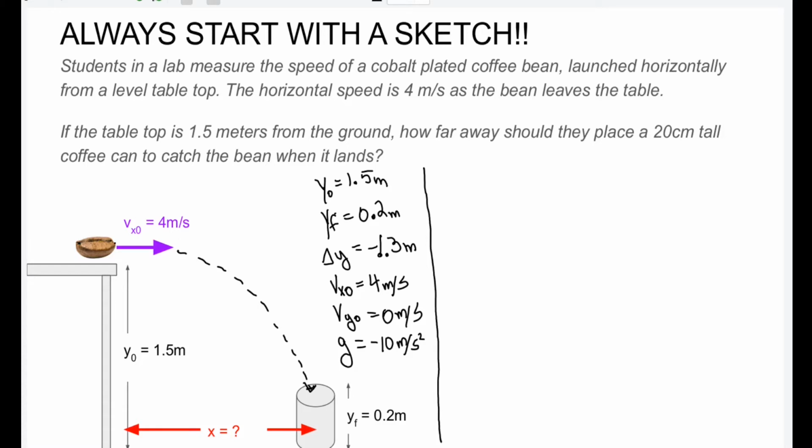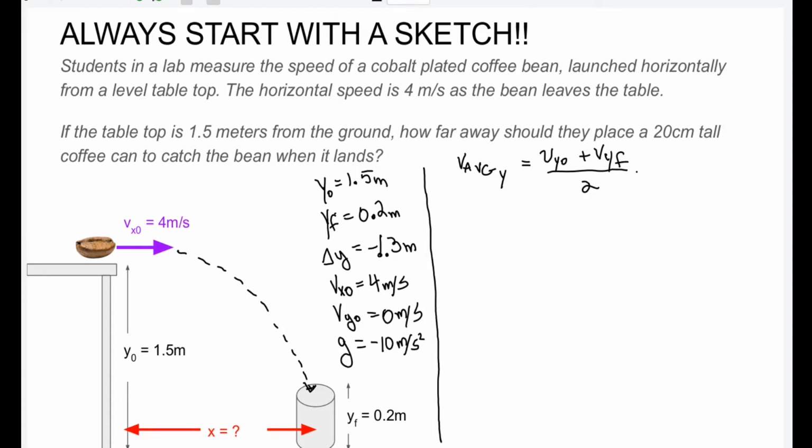I know as this coffee bean falls toward the coffee can, it's going to speed up as gravity pulls down on it. This should be intuitive, that as things fall, they speed up. So it's going to have some average speed that's higher than its initial speed. We know that the average speed of the coffee bean in the y direction is going to be its initial y speed plus its final y speed divided by 2. That's just how we average two numbers. And we're allowed to do this in the case of constant acceleration, which we'll talk about in more detail later.